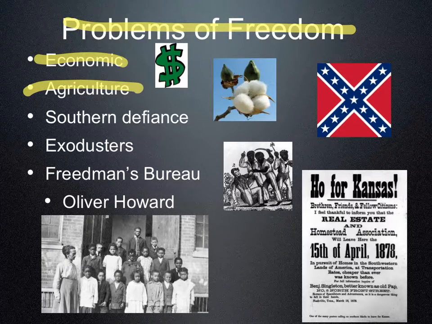Second, agriculture. Okay? The Southern economy was built on agriculture, particularly cotton. And here you see a little cotton plant, a bloom from a cotton plant. Cotton drove the Southern economy. And the South's biggest customer for cotton had always been the North. Once the war breaks out, that stops. So nobody's buying the South's cotton.